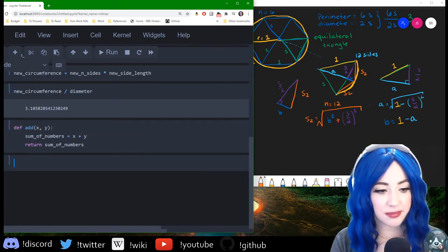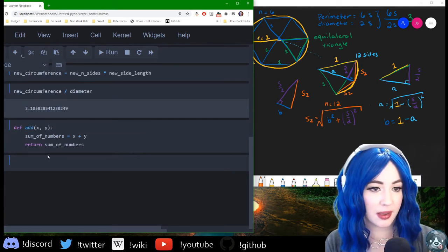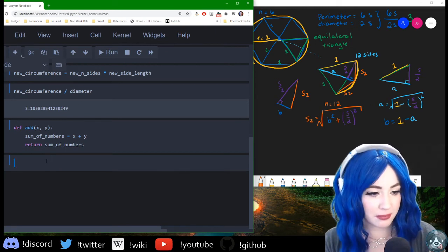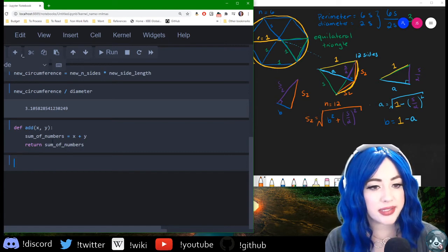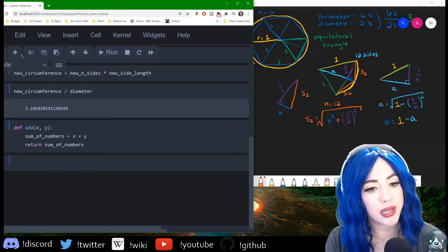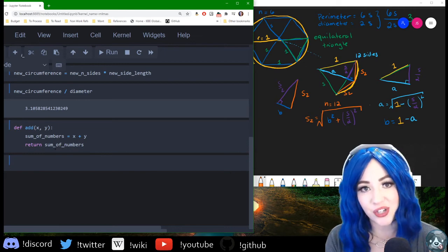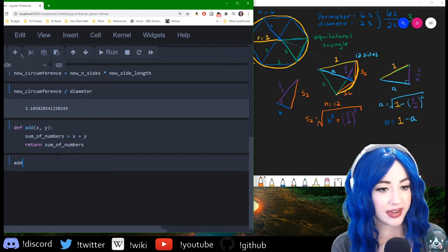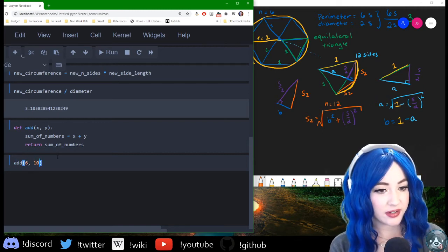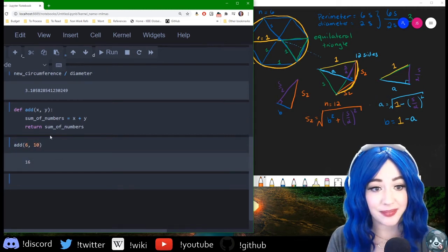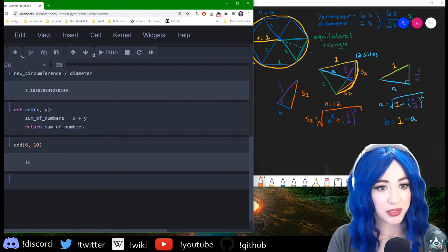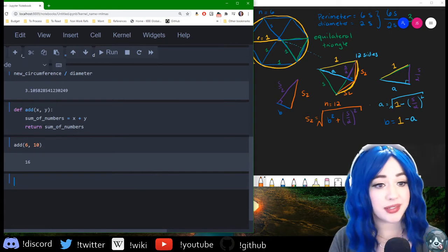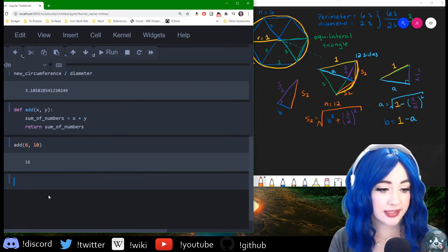And I know this might seem a little bit strange if you haven't done programming before. But all this is, is a blueprint in a way, or a pattern of actions that the computer can follow. So now if I say add 6 and 10, I get 16. So it knows to expect an x value and a y value. It gets the sum of those two values, and it gives us, return means give back, that sum of numbers.